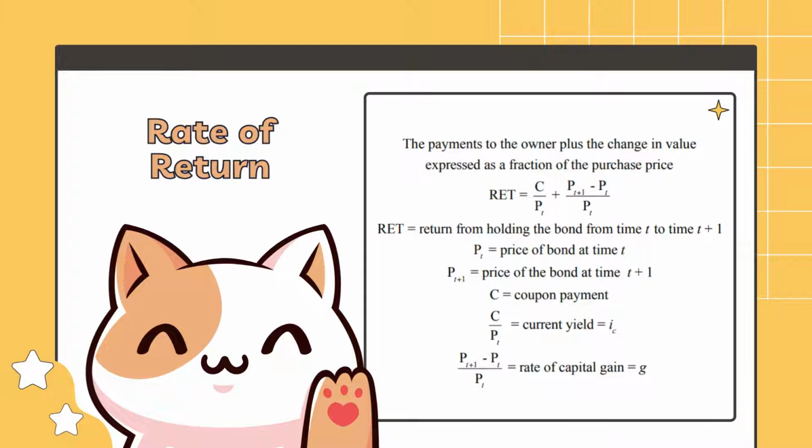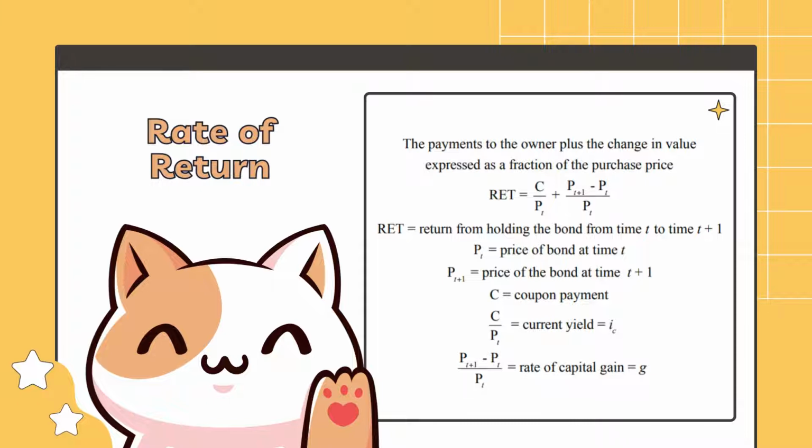So, ano naman ang meron sa rate of return? The payments to the owner plus the change in value expressed as a fraction of the purchase price. So, RET, which stands for rate of return, is equals to C over P plus P sub T plus 1 minus P sub T over P sub T. Ito naman yung mga ibig sabihin ng mga letters natin dito. RET is return from holding the bond from time T to time T plus 1. Then, P sub T is the price of the bond at time T, and P sub T plus 1 is the price of the bond at time T plus 1.